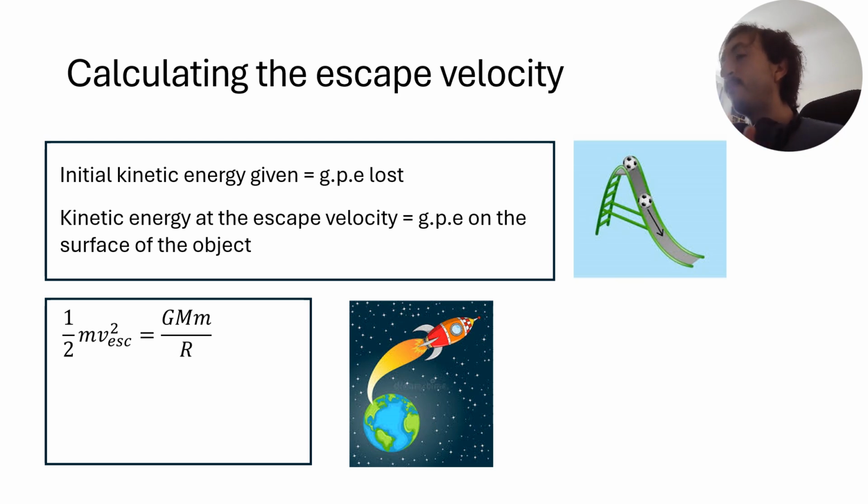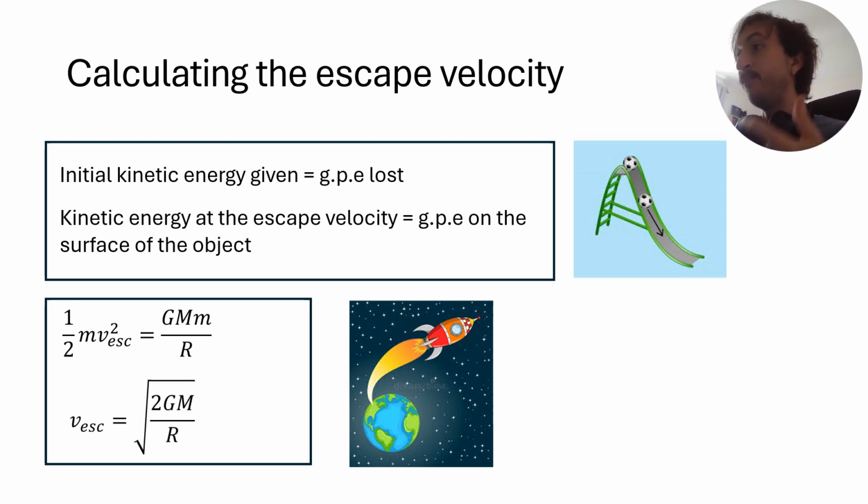Now GM over capital R is the change in GPE, because that's equal to the GPE at infinity, which is 0, minus the GPE on the surface of the object. And because the GPE for finite values of small r is negative, when we do 0 minus the GPE, we end up with a positive answer, which is plus GMm over capital R. And then we can rearrange this equation, and we have an equation now for the escape velocity.